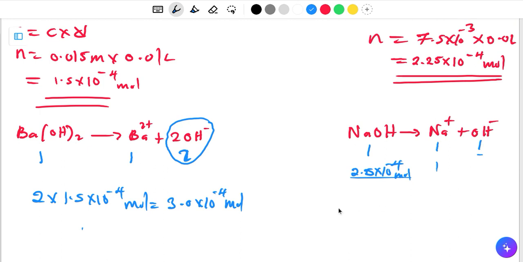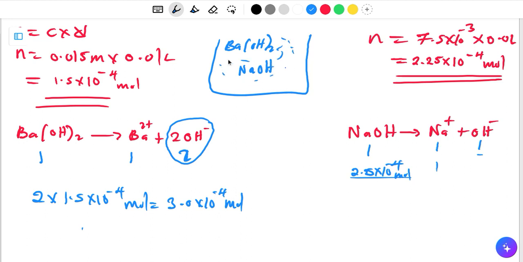So what is the next step? We need to find the total. Since we are combining barium hydroxide and sodium hydroxide in the same beaker, there is a combination. So meaning to say that the volume is going to be additive, as well as the number of moles are going to be additive. So this is what we have in the beaker. Apart from the volume being additive, even the number of moles are going to be additive.